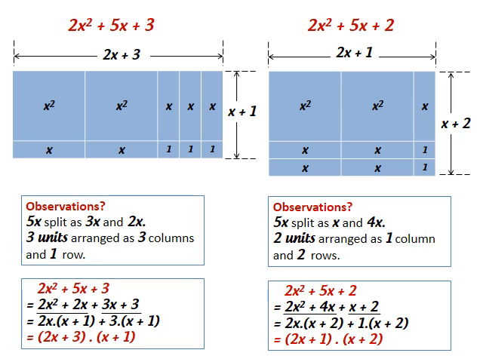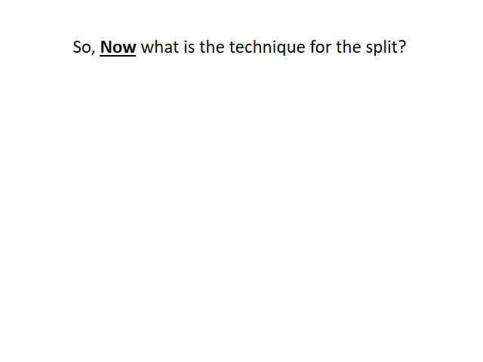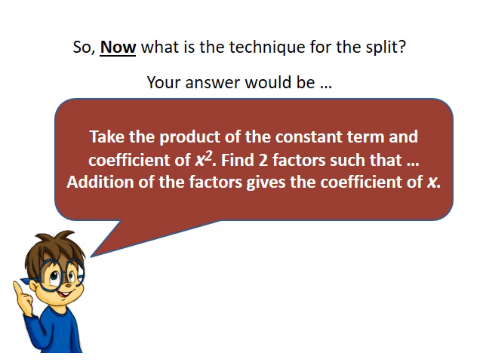So now the split of the middle term no longer depends on only the constant term. It also depends on the coefficient of x square. So now what is the technique for the split? Take the product of the constant term and the coefficient of x square, find two factors such that their addition gives us the coefficient of x. So let us see how we can apply this for our examples.